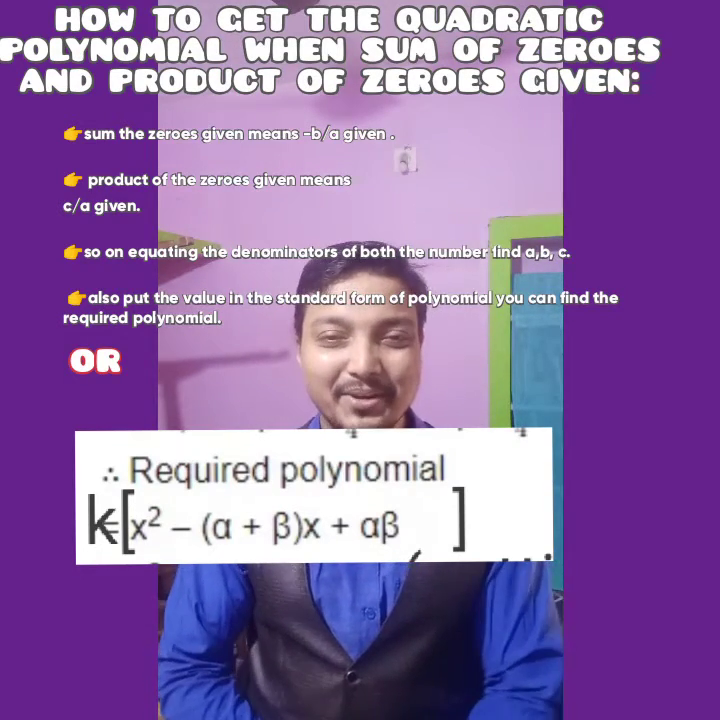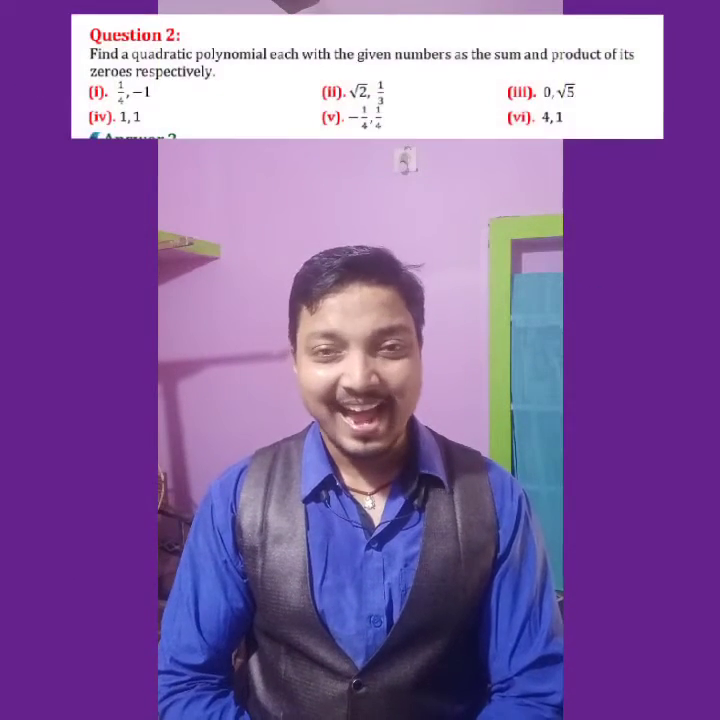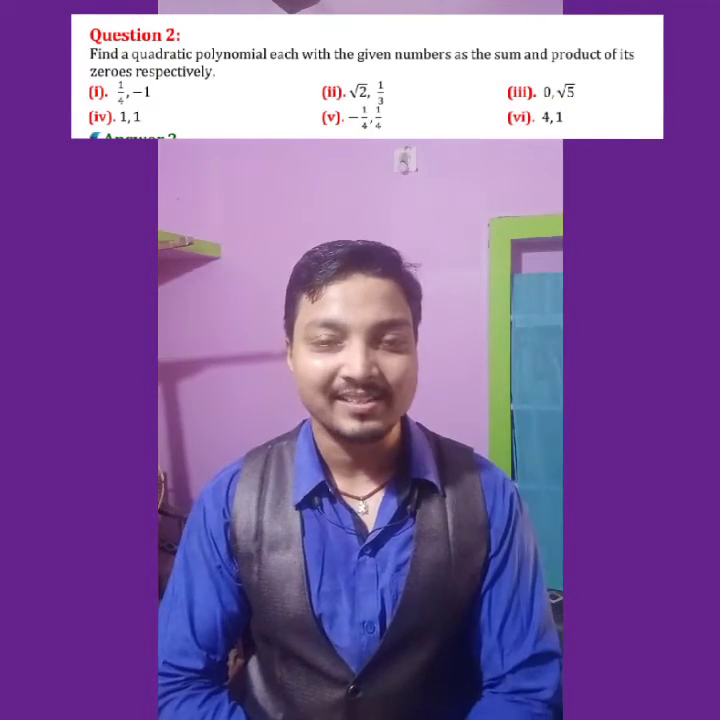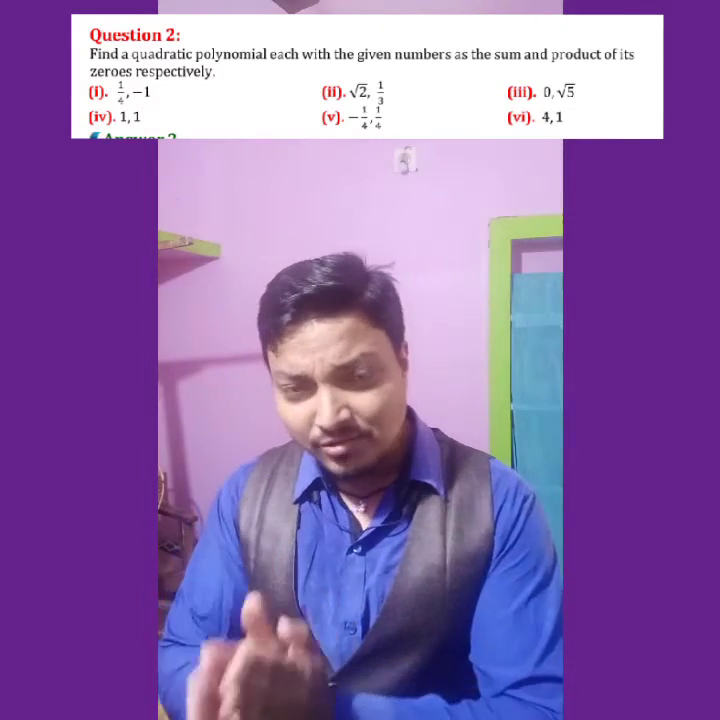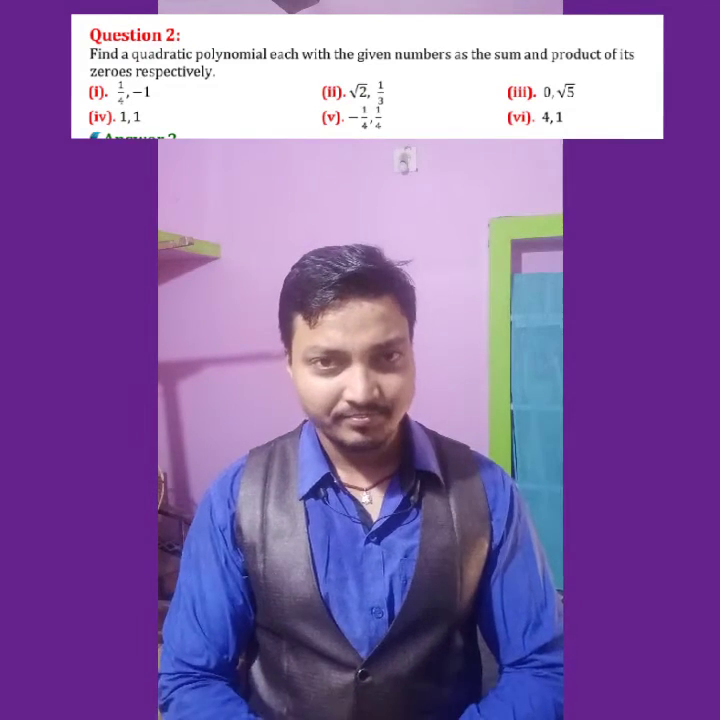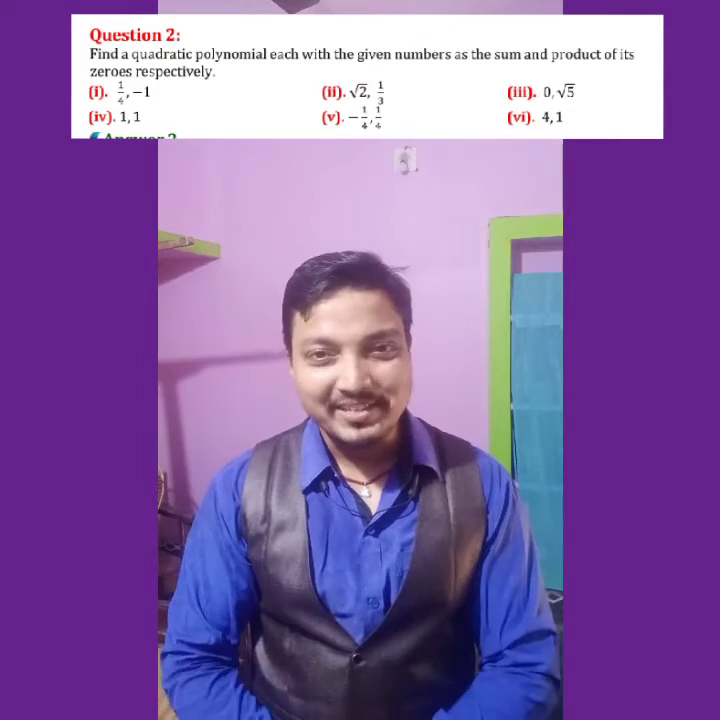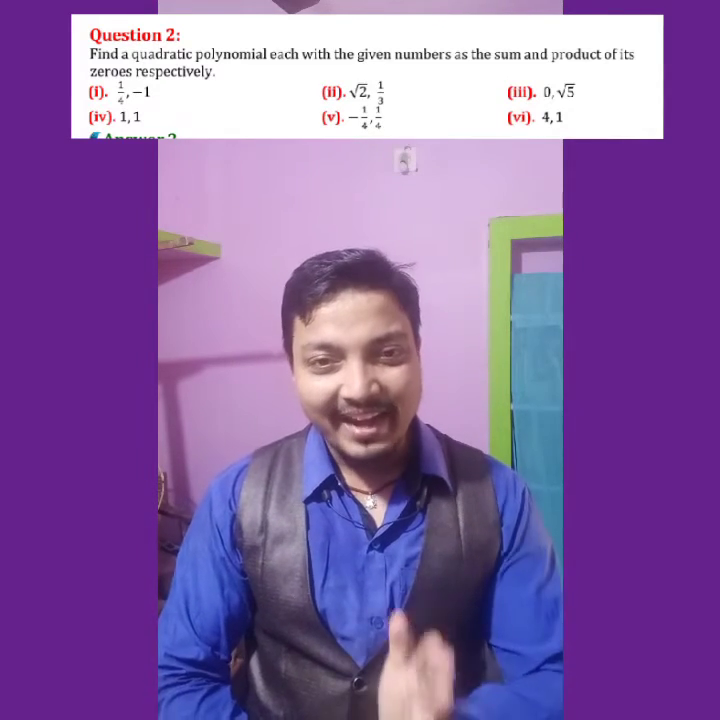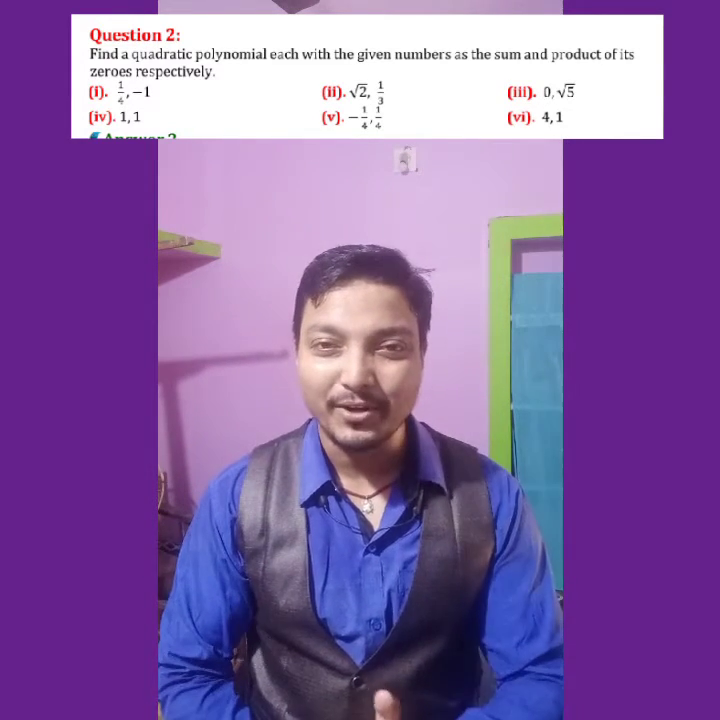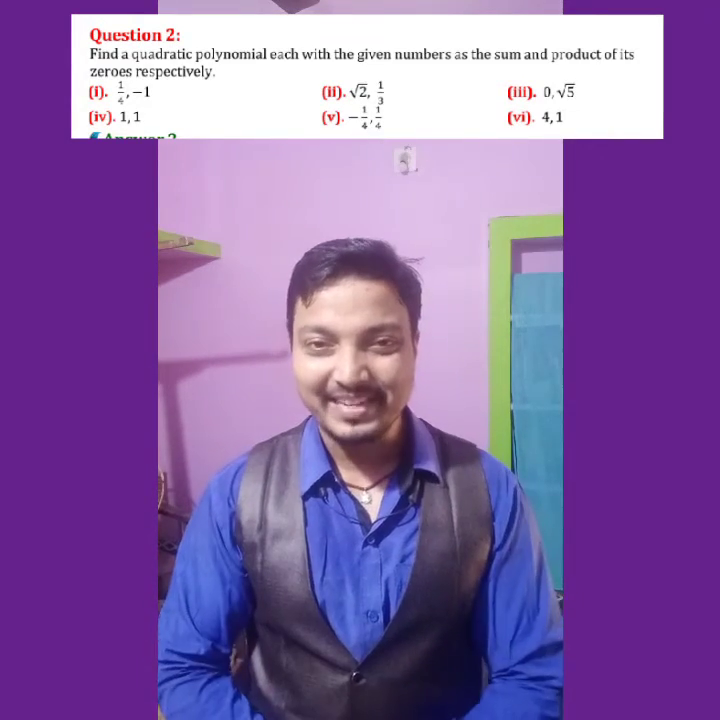So today question number 2 is of a different variety. In question number 2, you just have to find the quadratic polynomial whenever the sum of the zeros is given and the product of the zeros is also given. So in question number 2, the sum of the zeros and the product of the zeros are given, and you need to find the quadratic polynomial. Understood or not understood? So first I am doing the discussion.